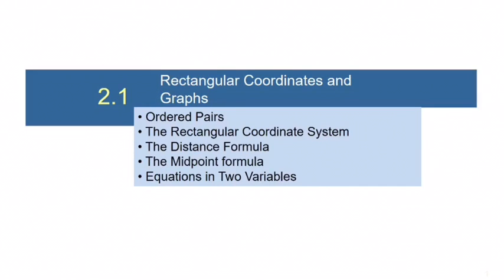Hello again. In this video we're going to look at section 2.1. We're going to be talking about ordered pairs in the coordinate system. We're going to learn the distance formula and the midpoint formula, and I'm going to show you how to graph an equation in two variables by plotting points.